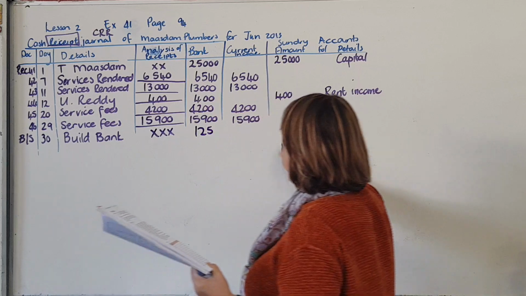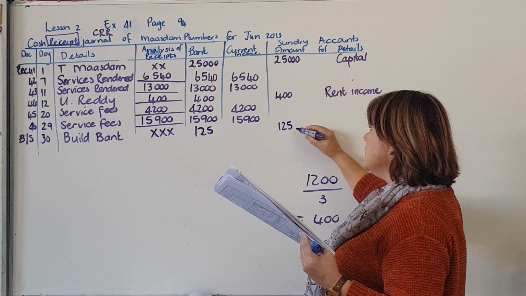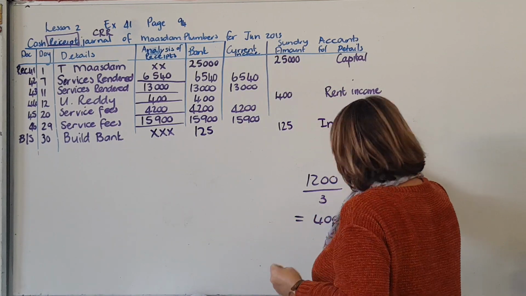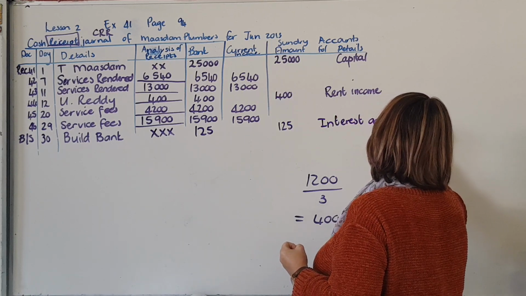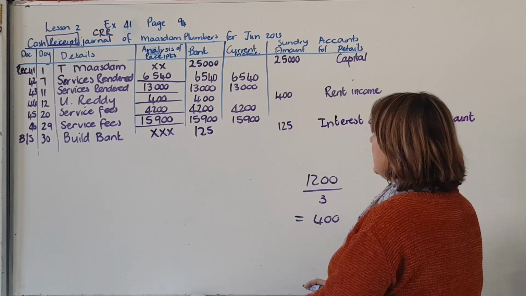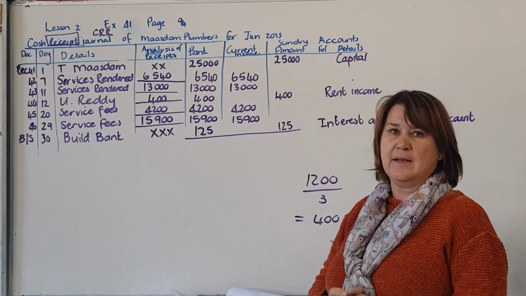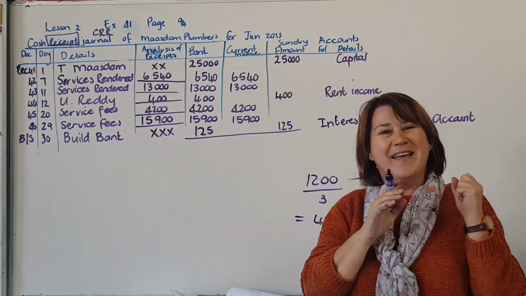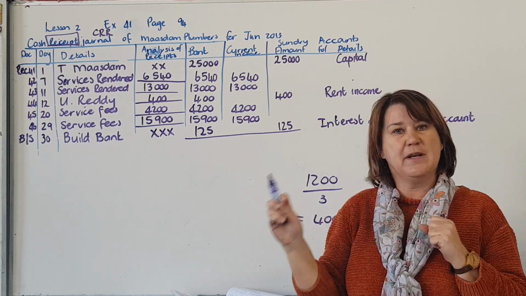And I don't have a column for interest on current account, so in my amount, 125, and here it's going to be interest on current account. Okay, and then you have to add. Remember, you will never add the analysis column. Never ever. This analysis column is only there to help you to see how much money you have to go and bank the very next day.